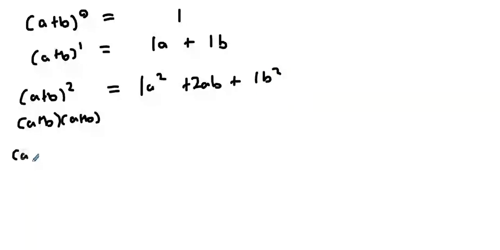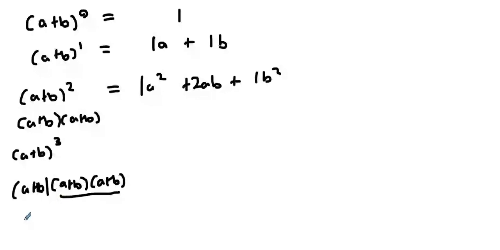Then, if we had to figure out what a plus b to the power 3 was, what would happen there? If I have a plus b to the power 3, what would that mean? I have to multiply a plus b by a plus b by a plus b. Everybody cool with that? We already know the answer for a plus b by a plus b, don't we? What is it? a squared plus 2ab plus b squared, okay?